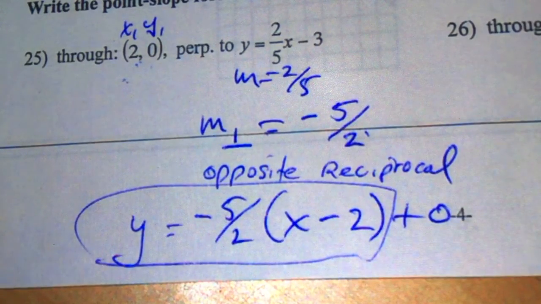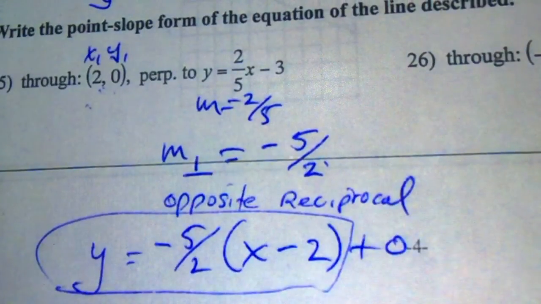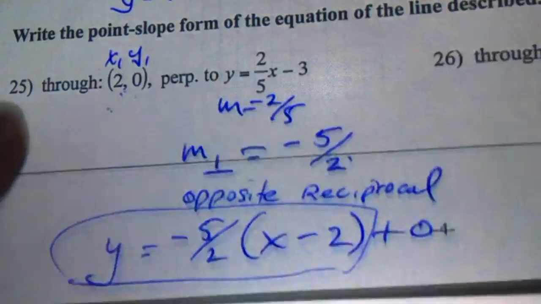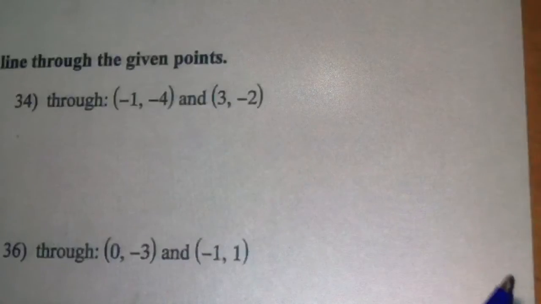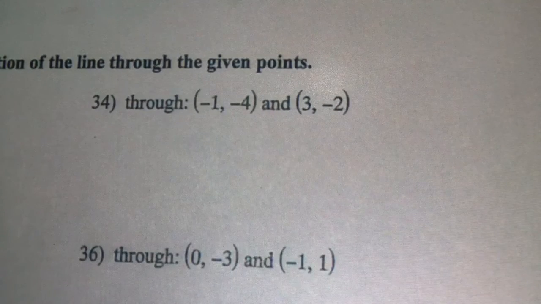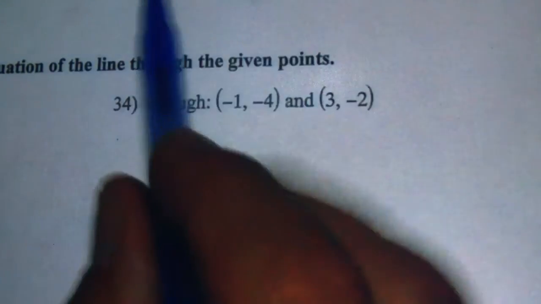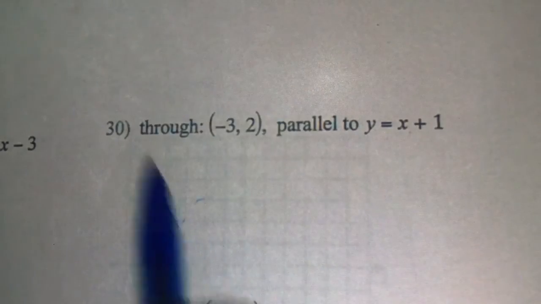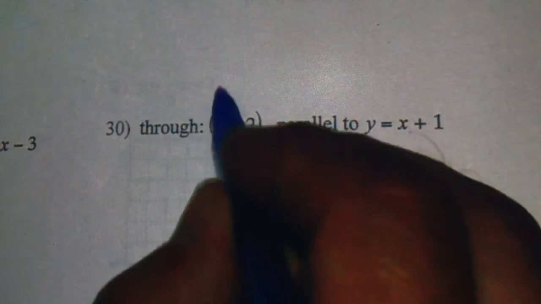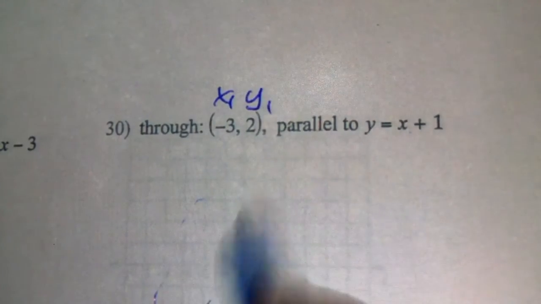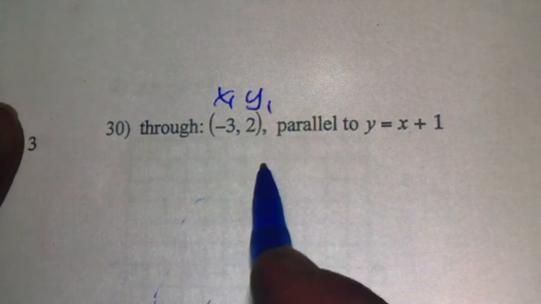We're going to do another question, but this time we're going to look at a line parallel to another line and see what we do there. So for this kind of question, it says through negative 3, 2, and parallel to y equals x plus 1. So through negative 3, 2, again, we're going to label that x1, y1. So we know what to do with that. You know where we're headed. We're going to put this in point slope form.